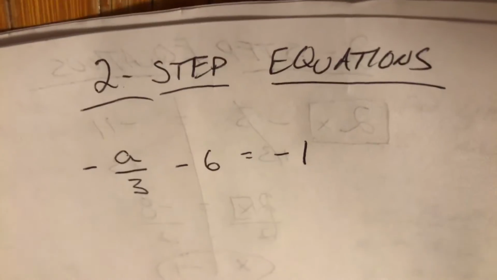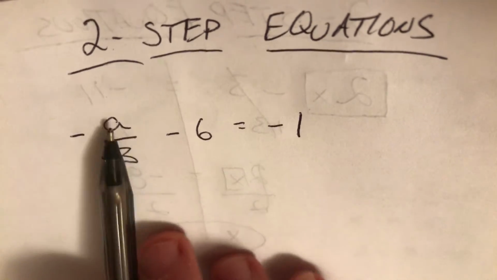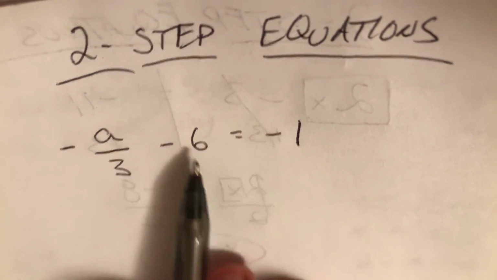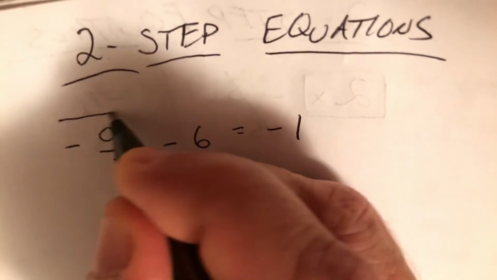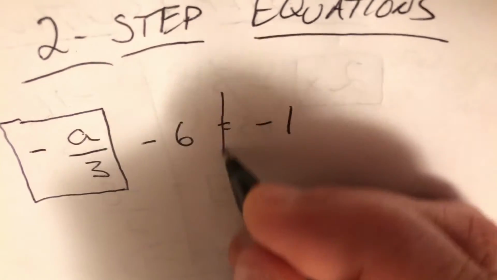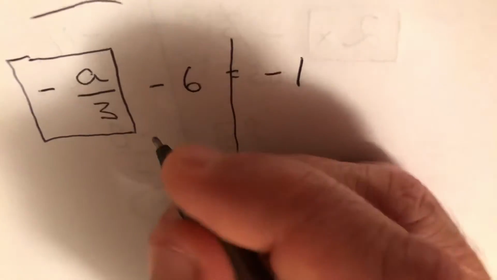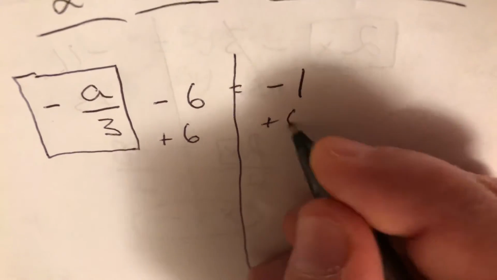All right, so here's our third one. Now we have this negative floating around here. So this is like a negative a divided by 3 minus 6 equals negative 1. Remember, this negative is kind of tricky, so what we're going to do is we're not going to worry about that yet. We're just going to put all that in the frame. And we're going to draw a river. We're going to add 6, and we're going to do it to both sides.